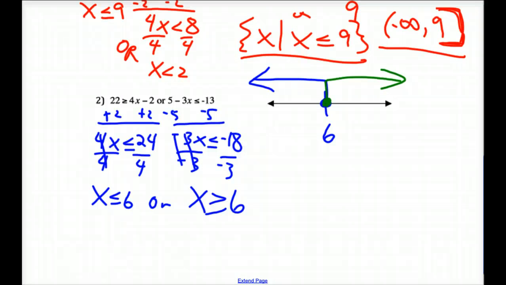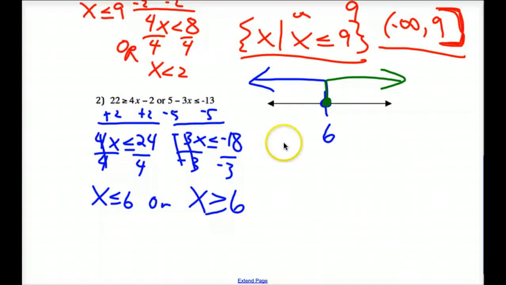What if one of the inequalities didn't have a line? Then we put an open circle there. What's the answer? Write the sentence: x such that x is less than or equal to 6, or greater than or equal to 6.